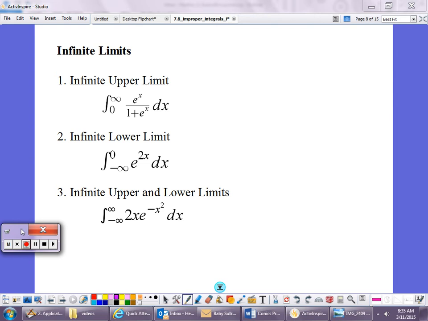So I've got one that's an infinite upper limit, right? 0 to infinity. I've got one that's an infinite lower limit here, negative infinity to 0. And then I've got one that's got infinite upper and lower limits. This is going from negative infinity to infinity. And I'm going to do each of these three in turn so you get to see how it works.